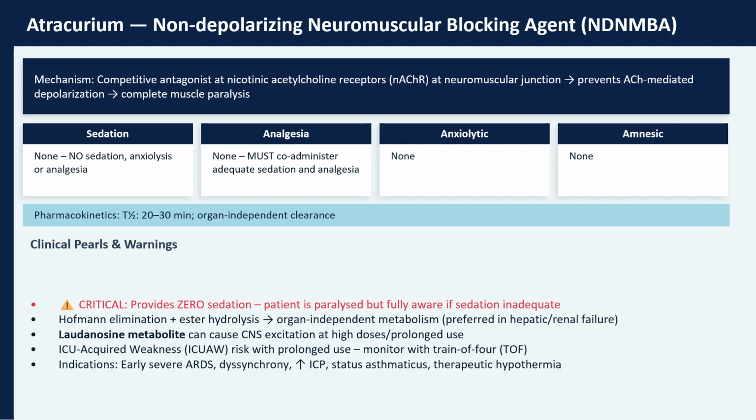Sometimes you do require neuromuscular blockade, especially in patients with early ARDS with a lot of asynchrony. Sometimes in neuromeningitis patients or neurologically critical patients, you might require neuromuscular agents. But this is not sedative. This is not analgesic. It is just a neuromuscular agent.